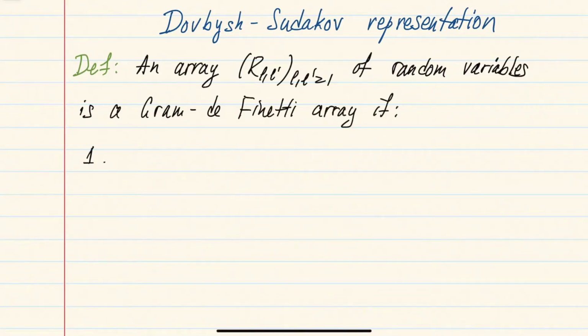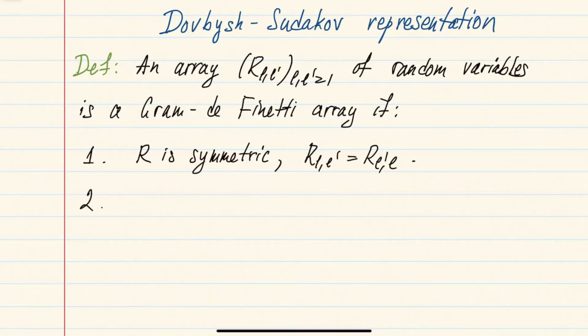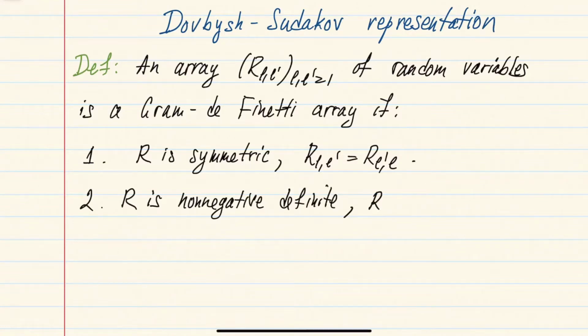So first of all, it should be a symmetric array. Then, second, R should be positive definite or non-negative definite. This is understood in the finite dimensional sense, namely that if you take Rn to be the n by n block, then this symmetric n by n matrix is non-negative definite for all n.